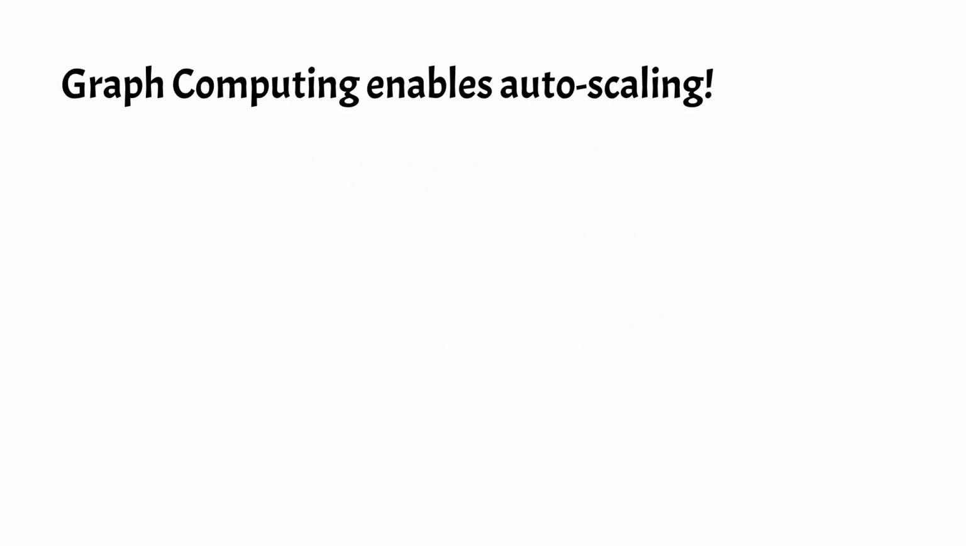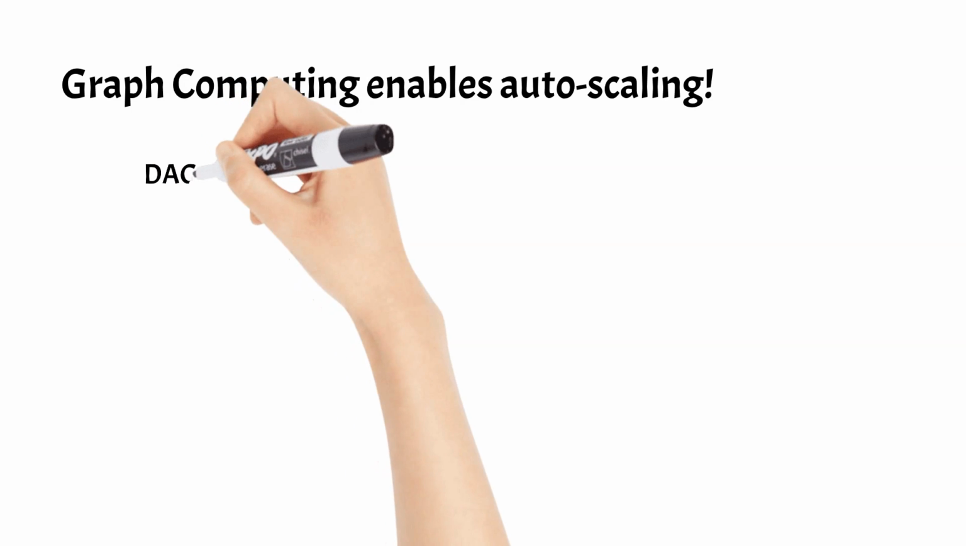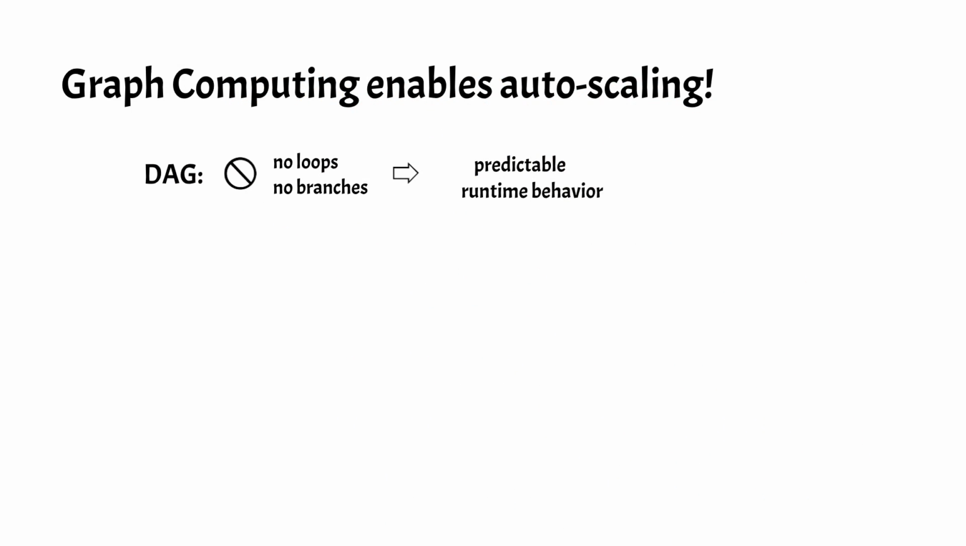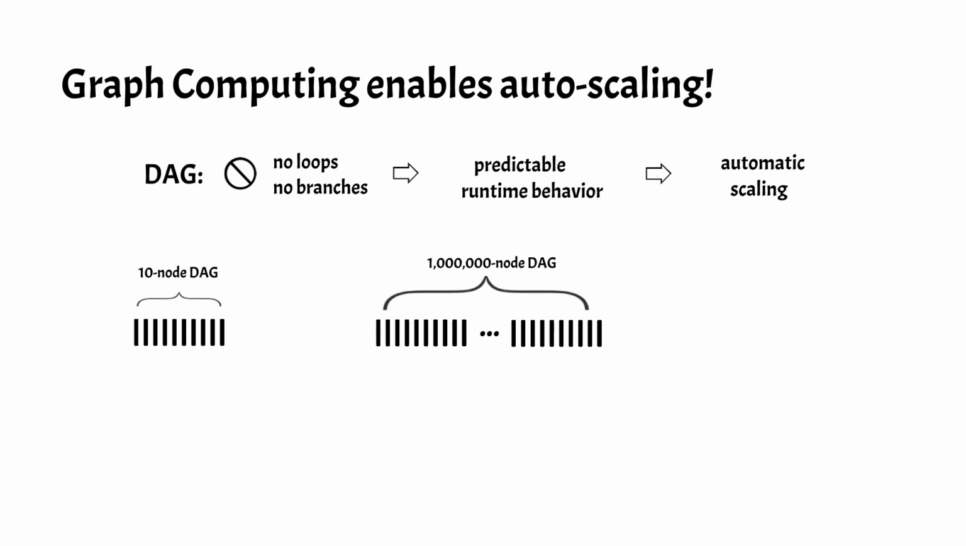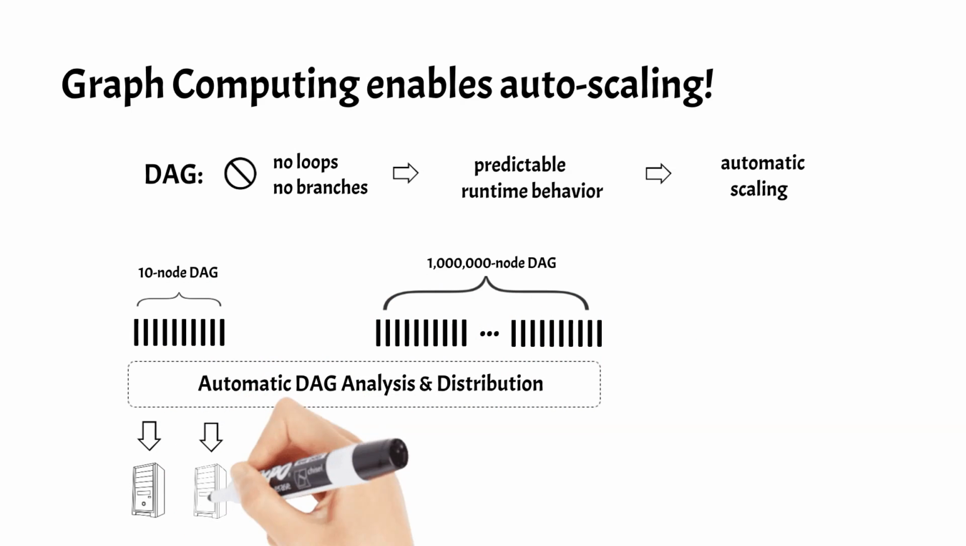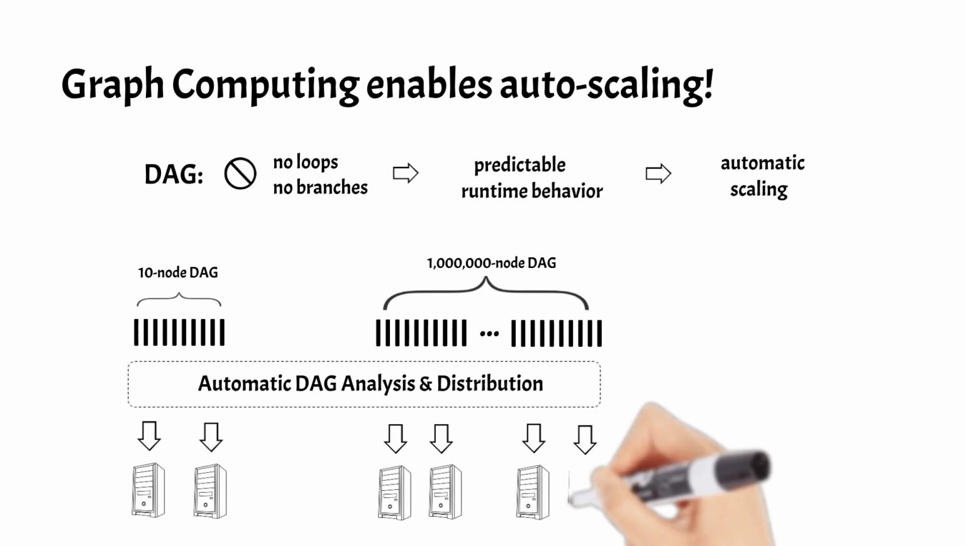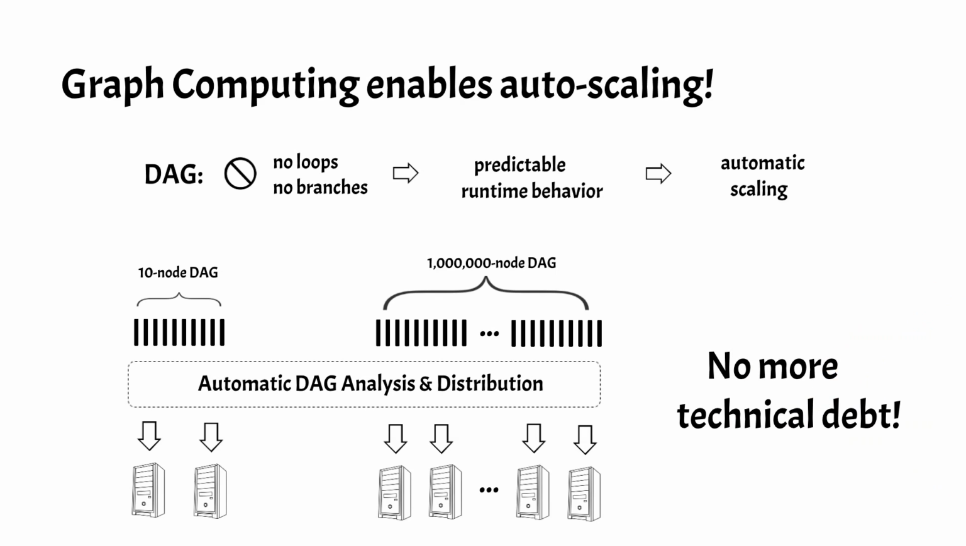Graph computing offers a truly generic auto-scaling solution that works for systems small and large without relying upon special knowledge of the system's runtime behavior. Since a DAG representation does not have any loops or conditional branches, its runtime behavior is highly predictable, making it an ideal representation for efficient and automatic distribution. In the previous example, a DAG iterating over 10 data sources will have 10 nodes, and the other one would have a million nodes. A clever algorithm could automatically analyze and infer their runtime behavior and distribute both DAGs efficiently to available computing resources, which may be as small as a single computer or as large as thousands of computers. Therefore, you never need to re-engineer your system for scalability upon workload or business logic changes, nor do you have to accumulate any technical debt.